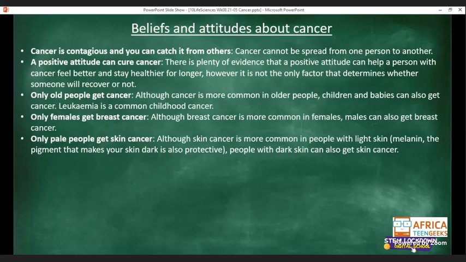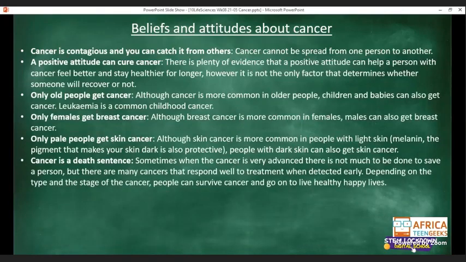And others say that only pale people get skin cancer, although skin cancer is more common in people with light skin. Remember, melanin is the pigment that makes your skin dark and protected. So people with dark skin can also get skin cancer. So melanin doesn't protect dark skinned people from getting cancer.